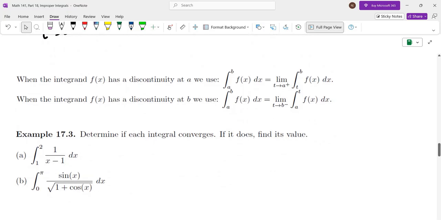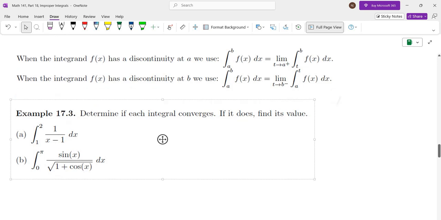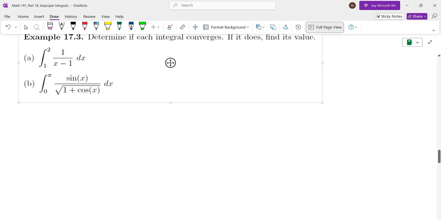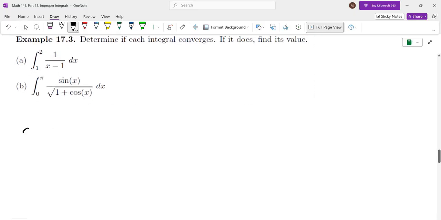Now, how do we deal with the same type of integral when you have a discontinuity? When we have a discontinuity, then we let the limit that has the discontinuity be t, and then we approach that a or b from either the right or the left side of the point. So let's look at a couple of examples on this one.